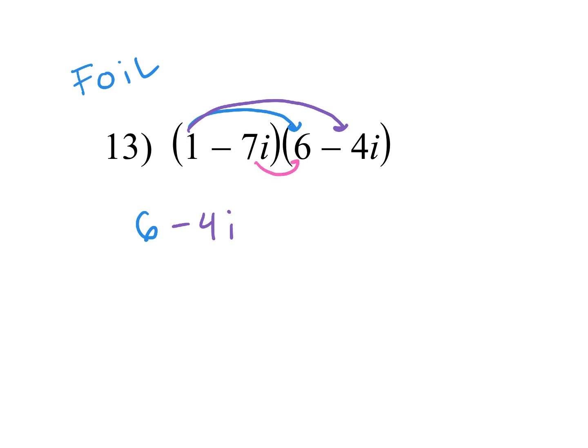Then the insides, what's negative 7i times 6? Negative 42i. And then the last, so it's negative 7i times negative 4i. It would be positive, because a negative times negative is positive, so positive 28i squared, because we have 2 i's.